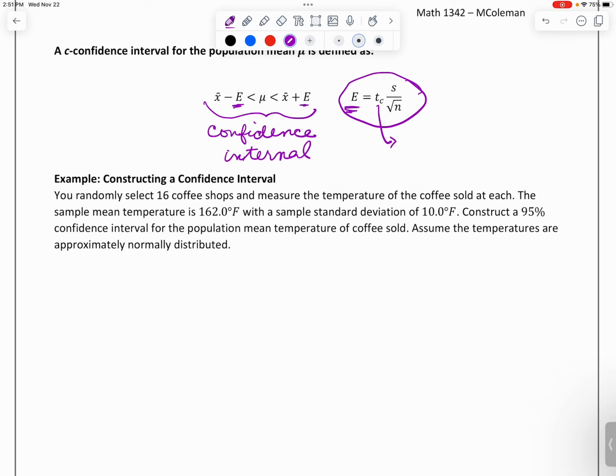So our problem then says we randomly select 16 coffee shops, and we measure the temperature of the coffee sold at each. The sample mean temperature of the 16 coffee shops is 162.0 Fahrenheit. It also has a standard deviation of 10 degrees Fahrenheit. It's asking us to construct a 95% confidence interval for the population mean temperature of the coffee sold. So again, we're going to look at 16 shops and see if we can make a prediction about what the population mean would be. And we are going to assume that they are normally distributed.